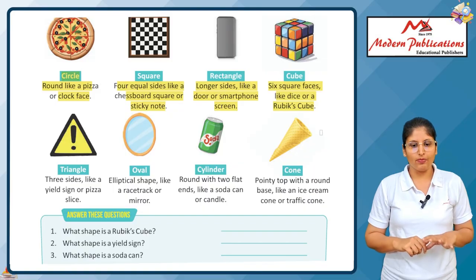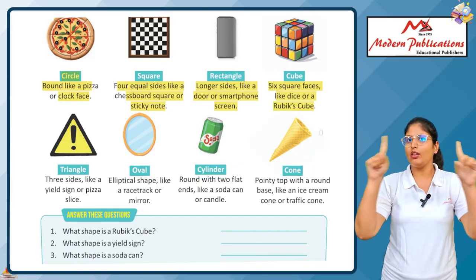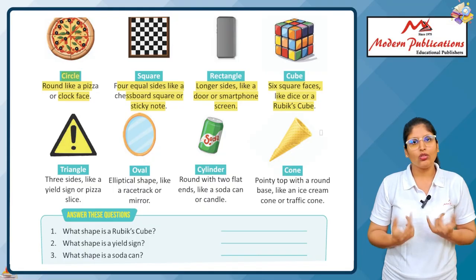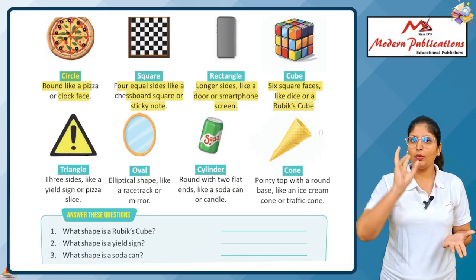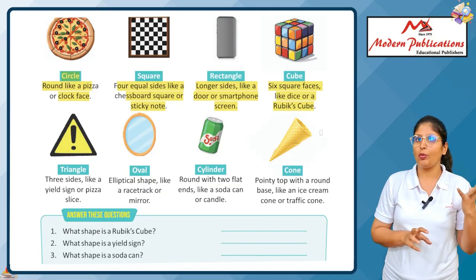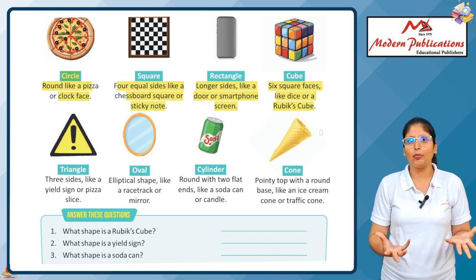Next one is oval. We see the mirror in an oval shape. An egg is also in an oval shape. This is not a circle. It's not a perfect circle. It's an oval shape. So there's a difference between the shape of a circle and the shape of an oval. Please see it.